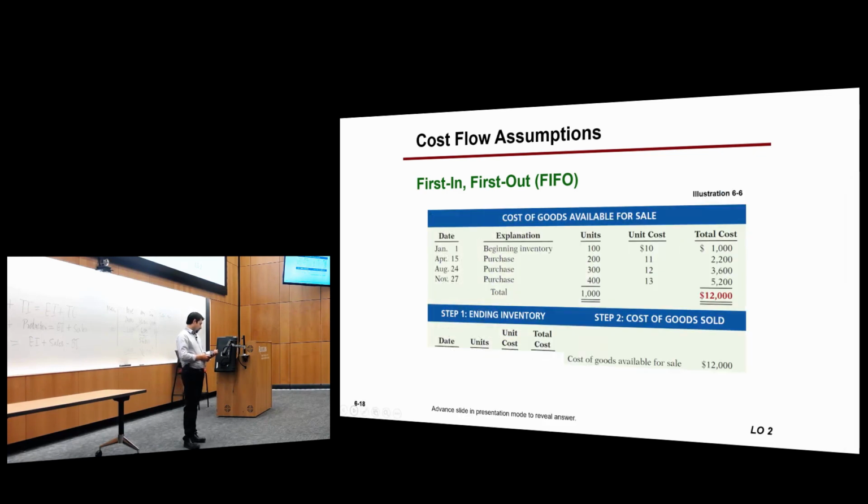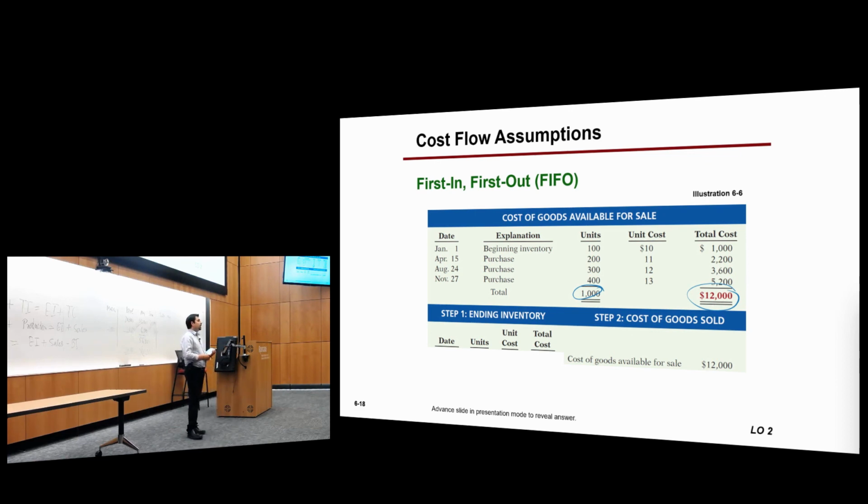How many units do we have in total? 1,000, right? The units that are available for sale were 1,000, and the total cost of those 1,000 units we already know. What we need to calculate is the cost of goods sold to recognize the expense and the ending balance of inventory. Once you know one, you know the other.